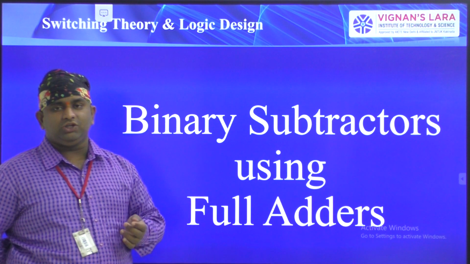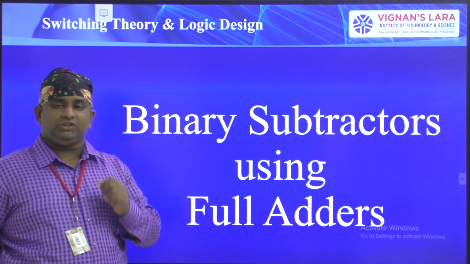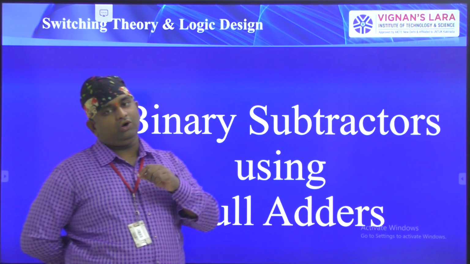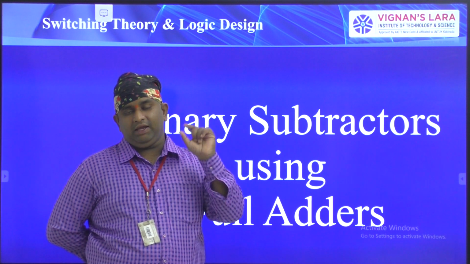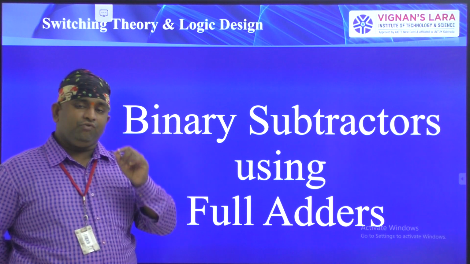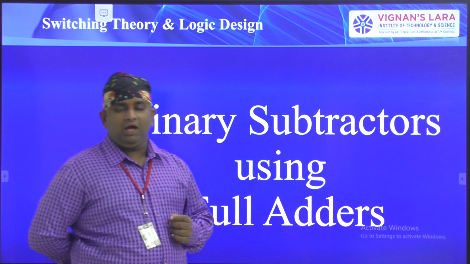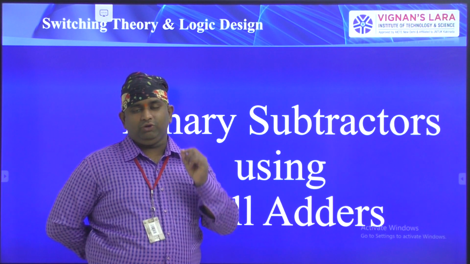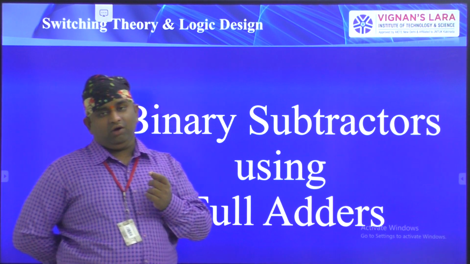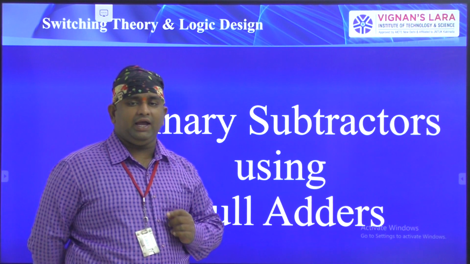For doing the subtraction process, you have to take the complement of the subtrahend value. When you are doing the subtraction A minus B, where A is the minuend and B is the subtrahend, for the subtrahend you find the ones complement and twos complement. So by using the complementing methodology, after finding the complement of the subtrahend, you then do the addition process.